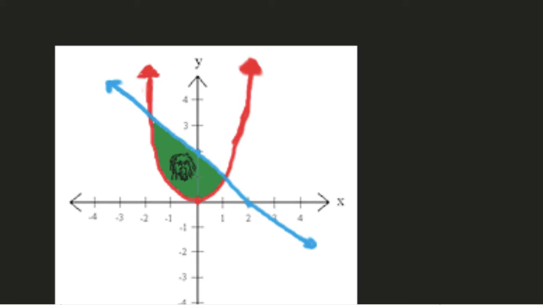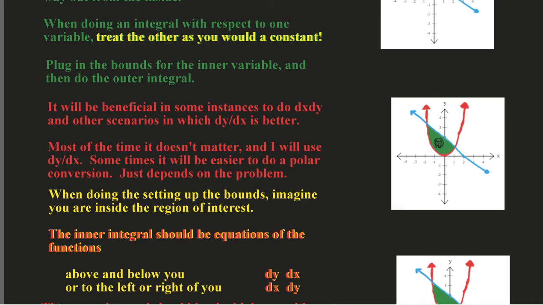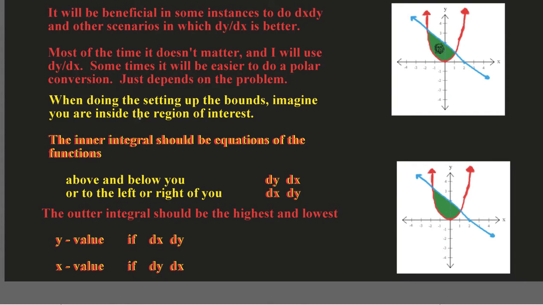So, depending on whether I'm doing dy dx or dx dy, I either look up and down or left and right. In this scenario, if I look above and below, that means I'm using dy dx, and for the inner bound of the double integral for that dy dx, I would have to have two functions. Inside is always a function. Okay? These are equations of a line.